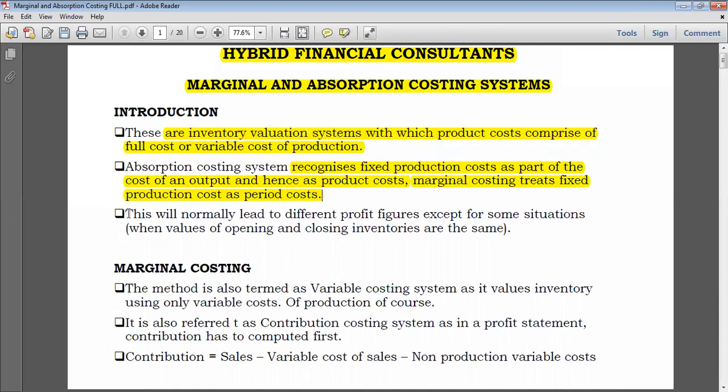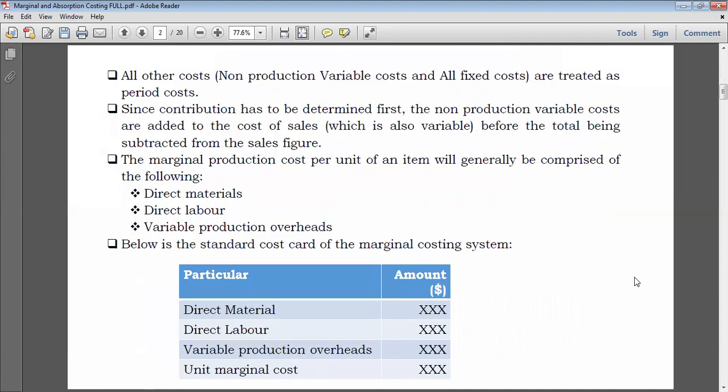So just a bit of a point here, although you'll find it later: valuing inventory using variable cost only or using variable and fixed cost will normally lead to different profit figures, except for some situations when values of opening and closing inventories are the same. Do not worry about this. Actually, we'll take a look at this. You will find out later that when opening inventory and closing inventory units are the same, there will be no difference in profits of income statements by using marginal or absorption costing. The profits or losses would be exactly the same.